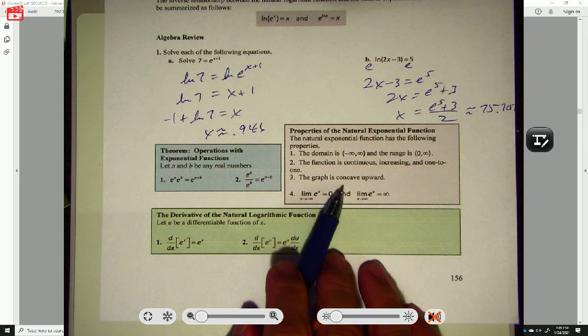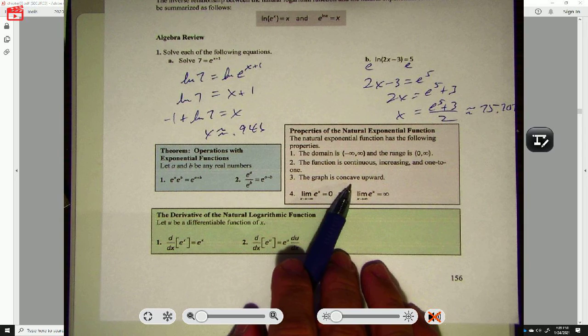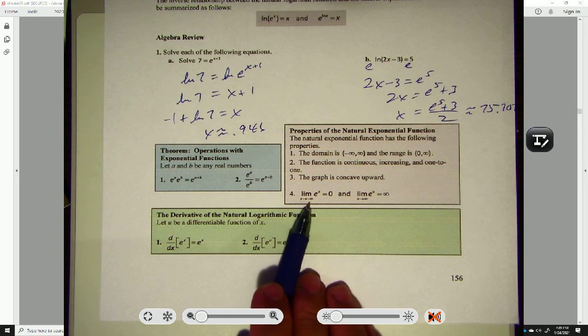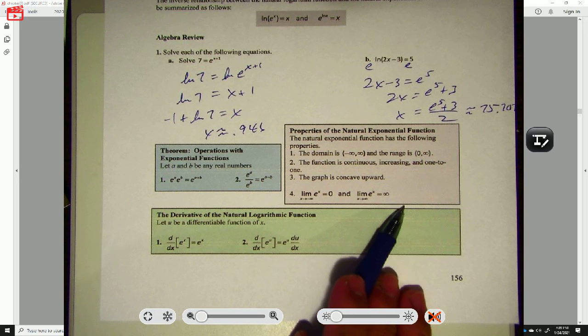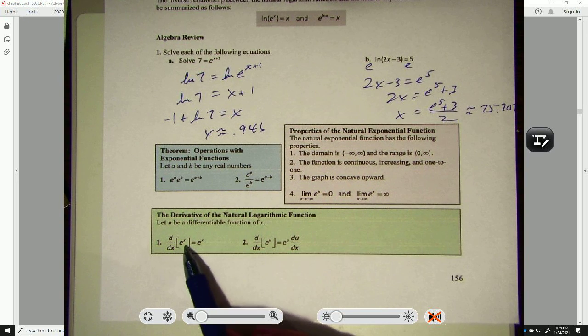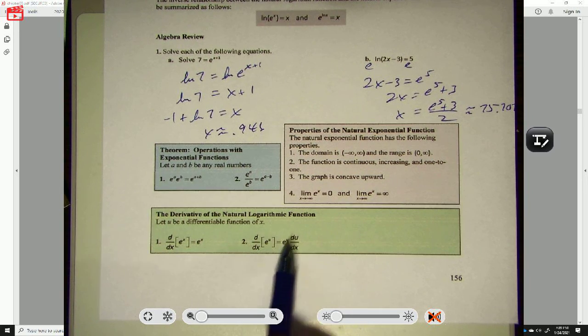And opposite of natural log, it is concave upward, right? Remember, it's an inverse. Take the limit as x goes to negative infinity, the limit is 0. As x goes to positive infinity, the limit is positive infinity. And here's the weird part, the derivative of e to the x is just e to the x. Right? And that's the general version. Just go on to 157 because that part was pretty short.